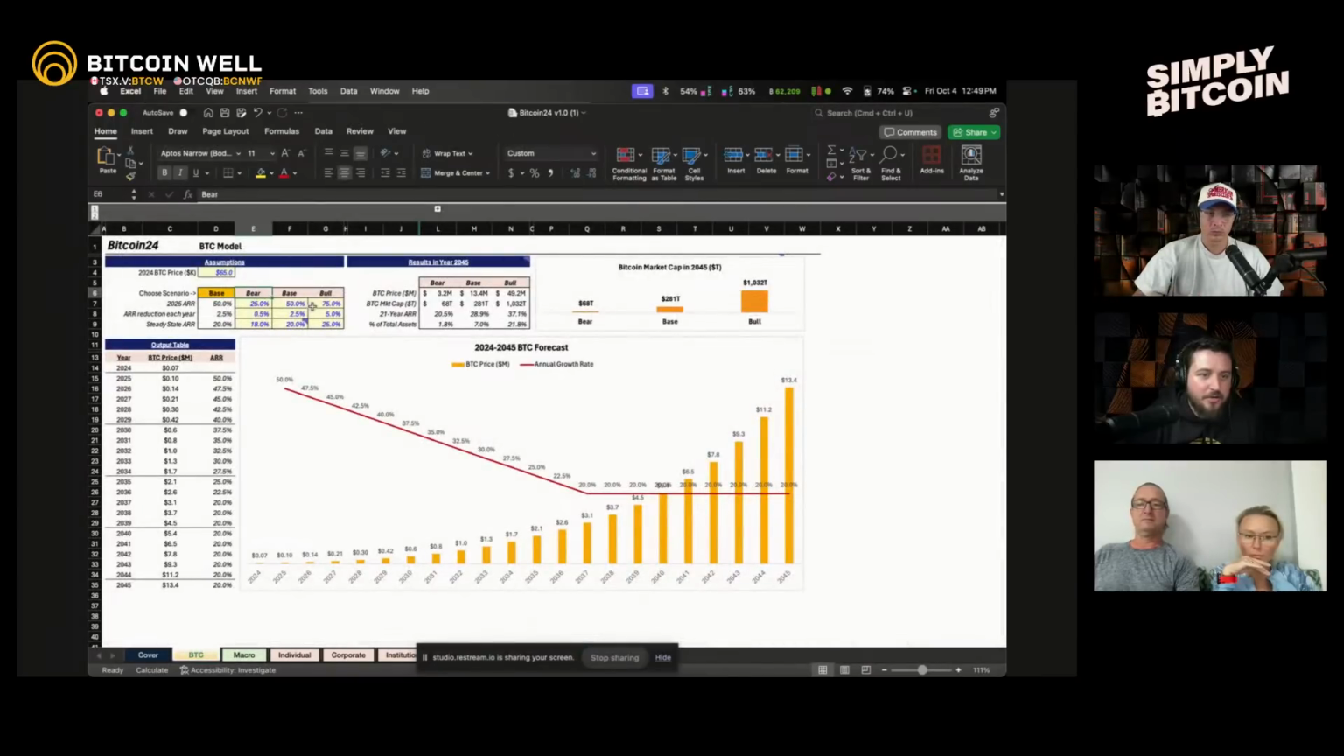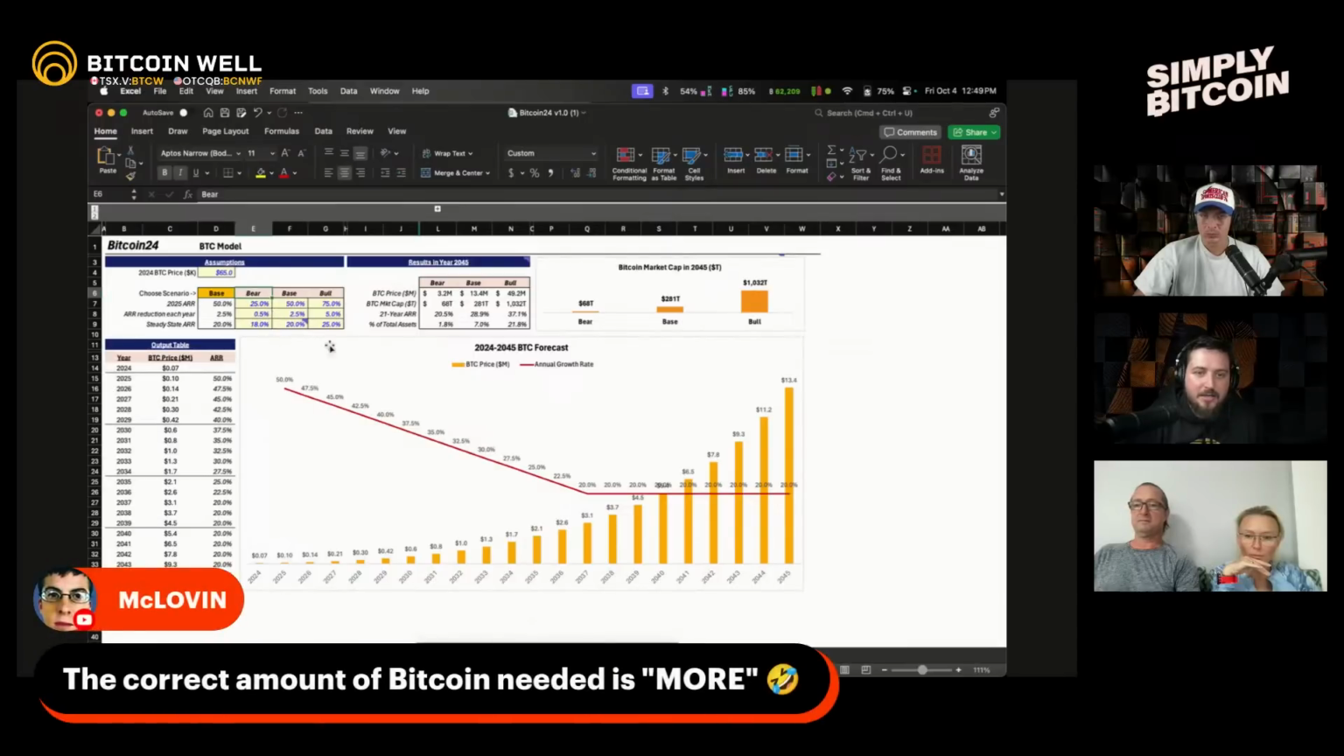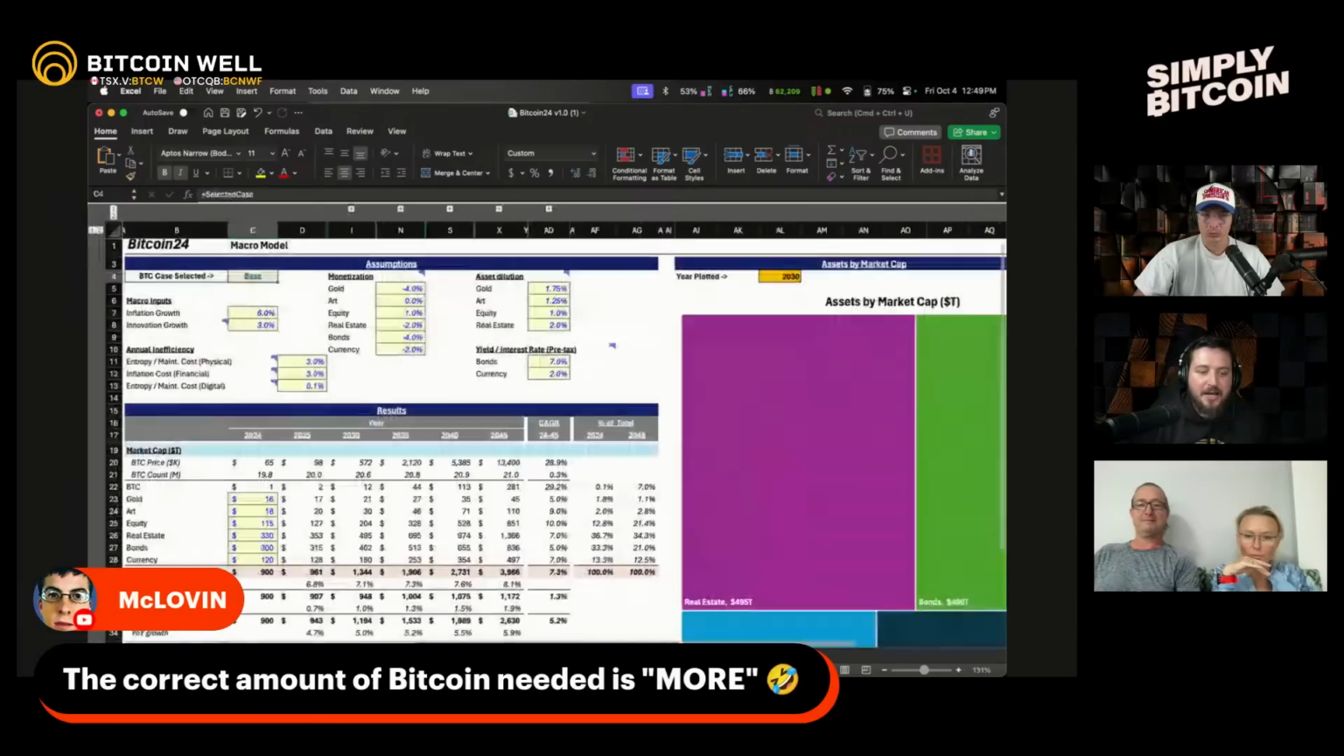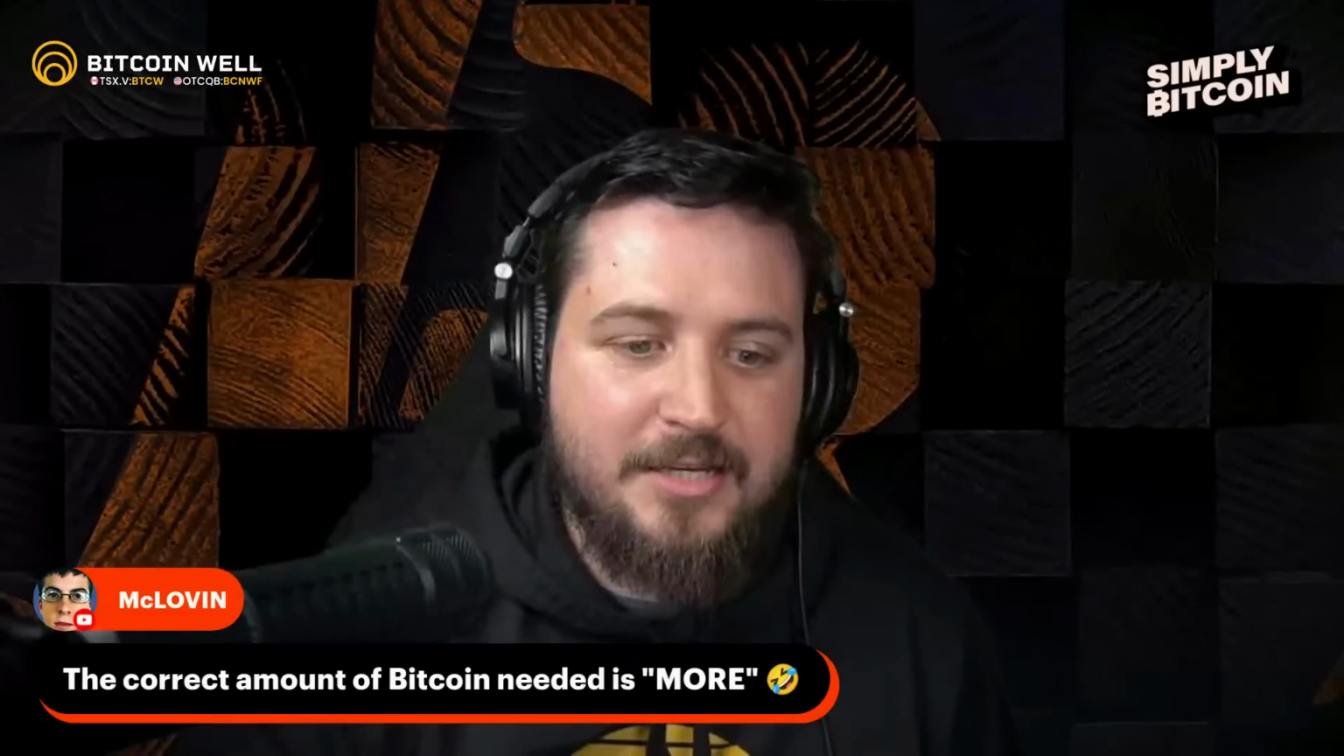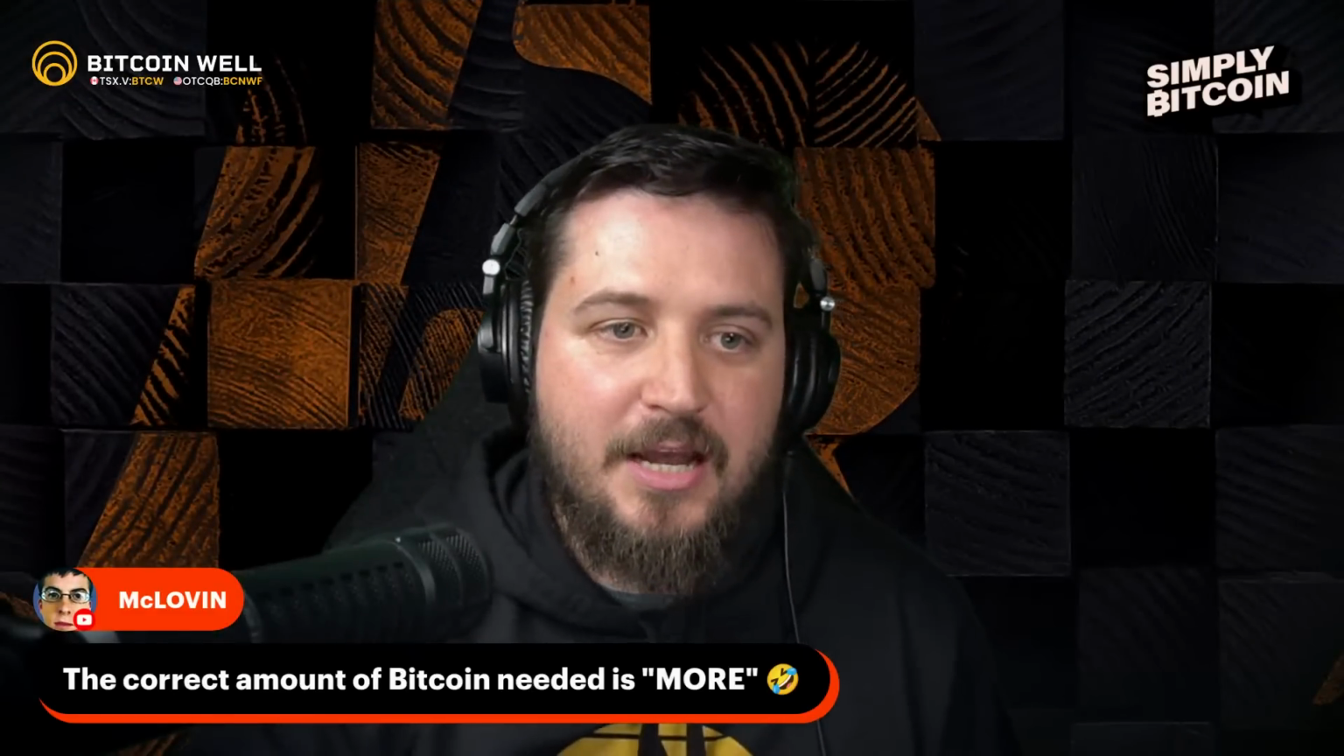We could also do the bear case as well. It changes the numbers, but bear case by the year 2045 is still incredibly bullish. So anyways, guys, I thought I would share this tool with you. It also has corporations and institutions, and it allows you to see how Bitcoin could potentially benefit your financial situation. I thought it was fascinating when I first ran into that calculator.